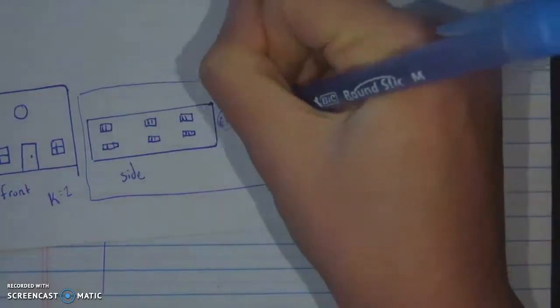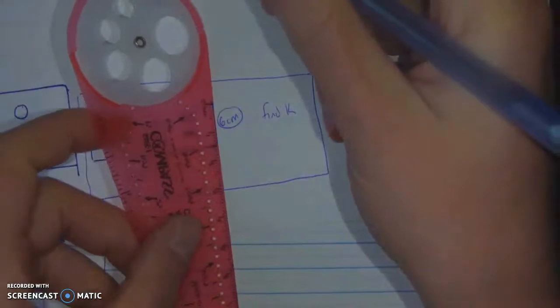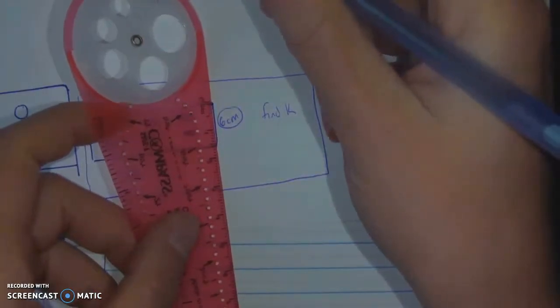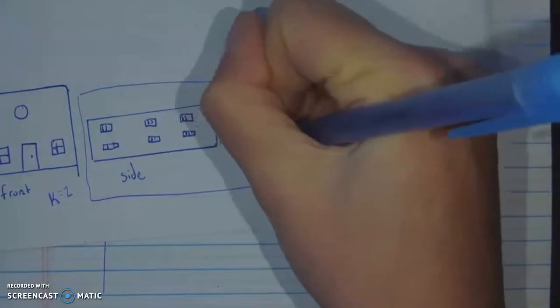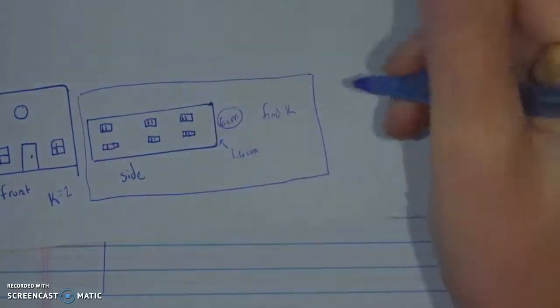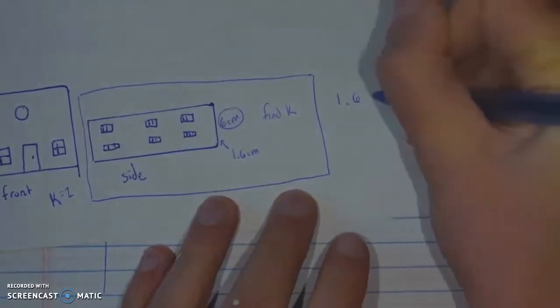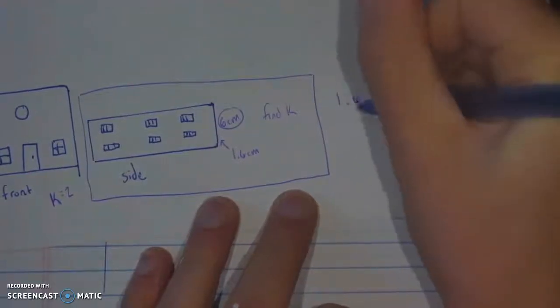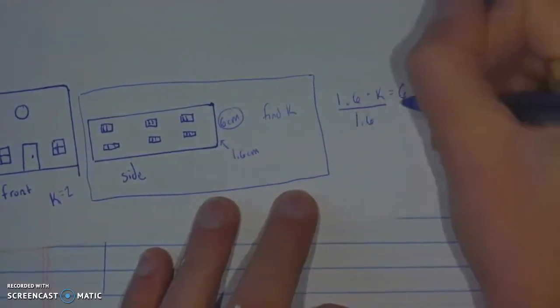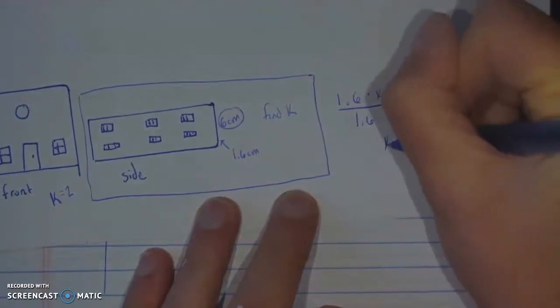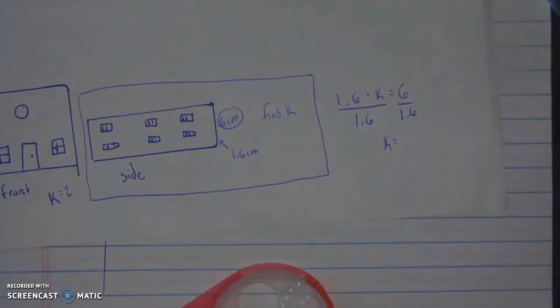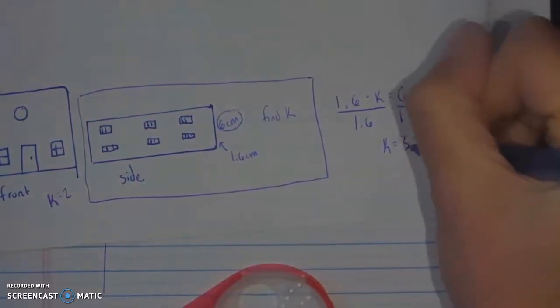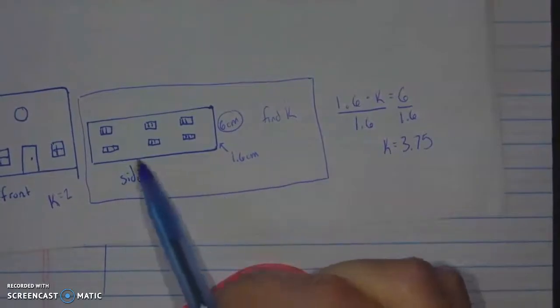If I know that I want this to be 6, but currently it's at a measure of 1.6, that means that what I have here is 1.6 times K is equal to a measurement of 6. Well, in order to get this new K value for my new scale, I can just divide both sides by 1.6, and that will give me my number to work with. So 6 divided by 1.6 is going to give me a K value of 3.75. And that means that I can apply that to everything in here.